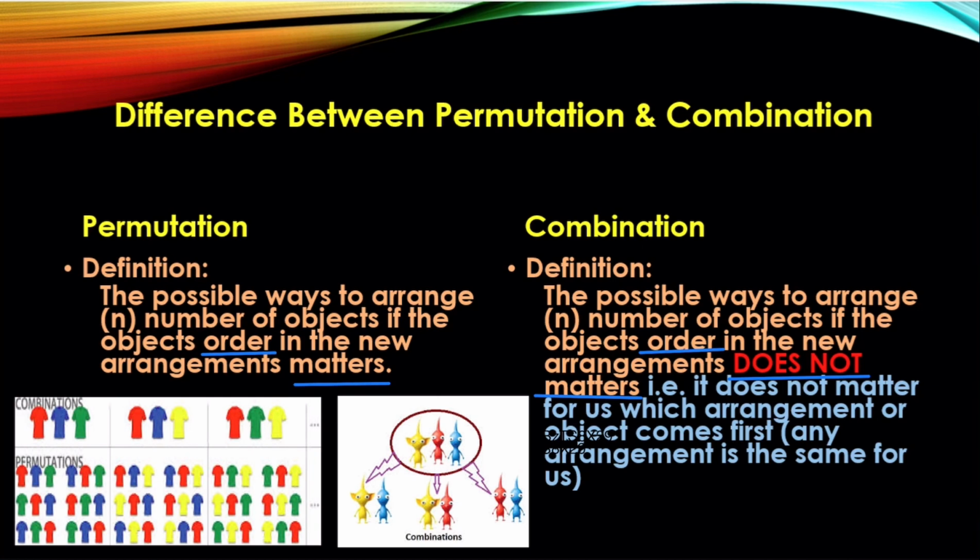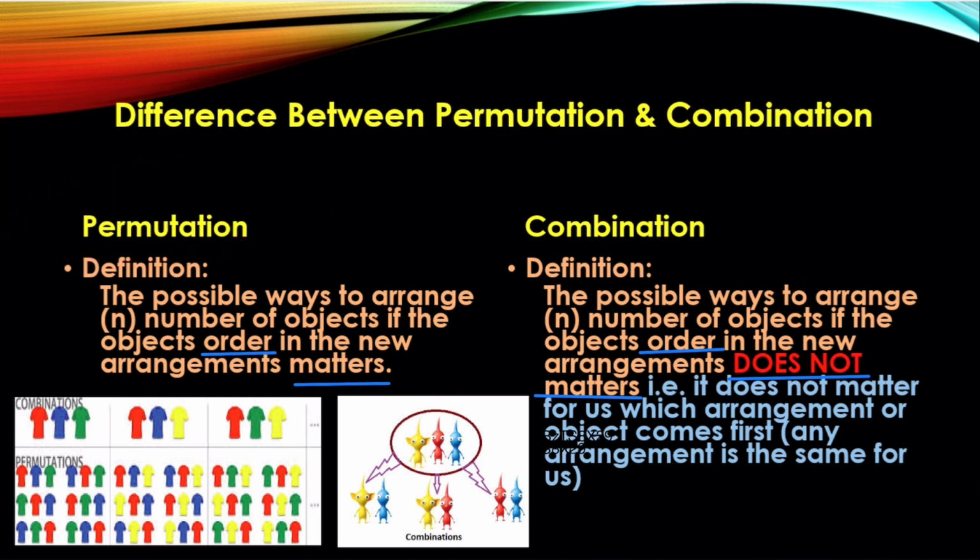Does the order of the selection matter? Yes, it does matter, because the first one will be different from the second one, which will be different from the third one. The first one selected will be the chairman of the committee, in the best position. The second one will be only the vice president, in a lesser position. The third one will be the secretary, the lowest position among the three. So here the order matters. So this is permutation.